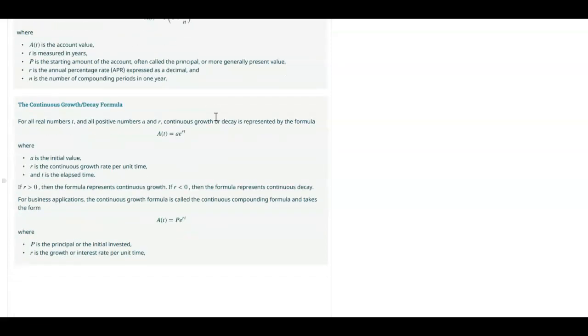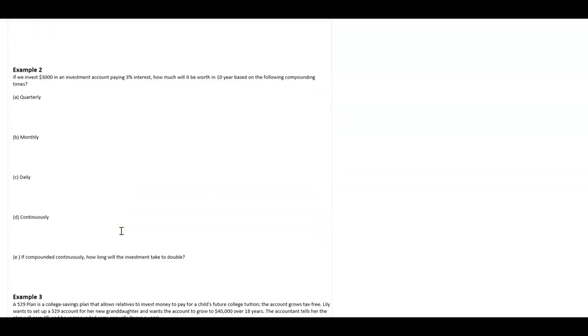Additionally, if we increase this to continuously compounding, then you end up having exponential growth. This also is a model for exponential decay, which we will talk about in some of our problems. So if we invest $3,000 in an investment and it pays 3% interest, we're going to say that that's the annual interest rate. How much will it be worth in 10 years based on these times?